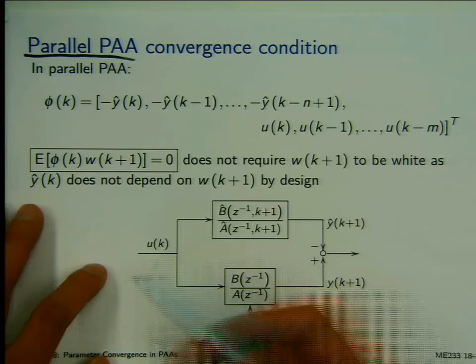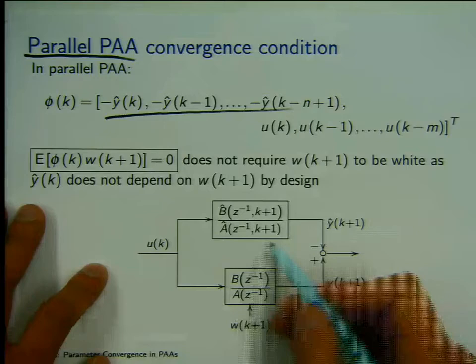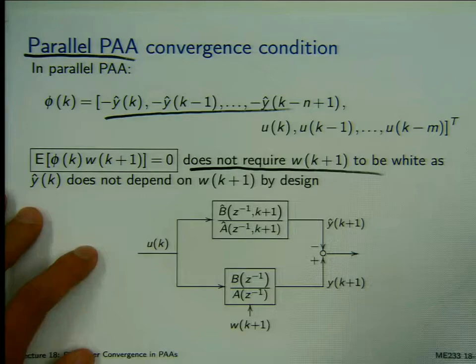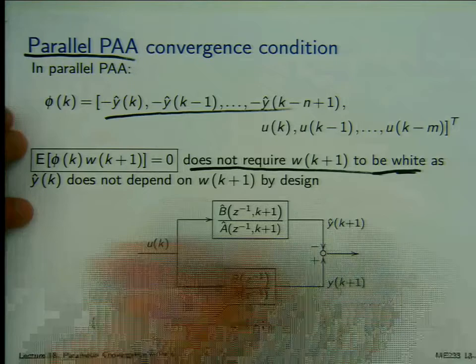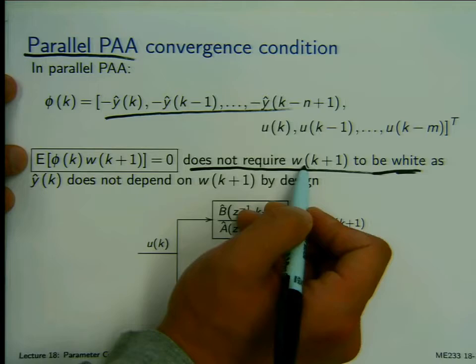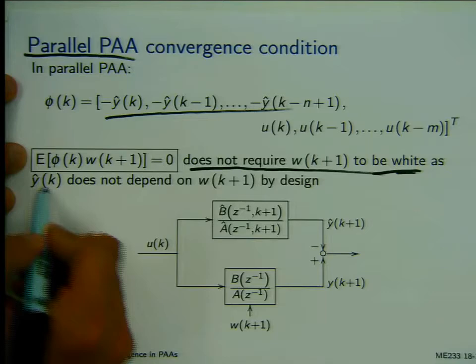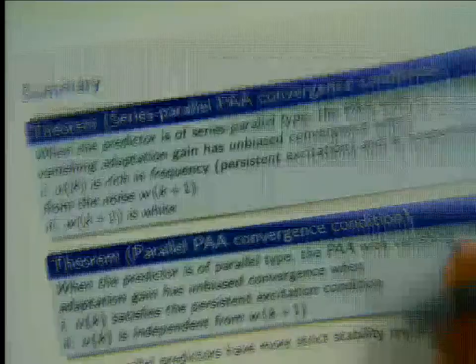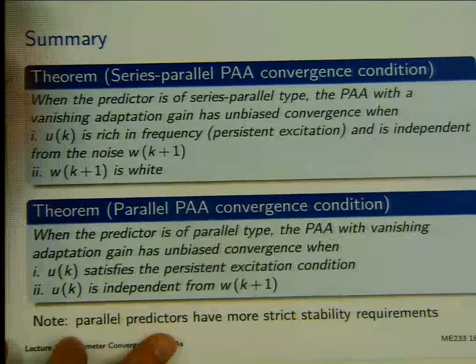As a quick review, parallel parameter adaptation algorithms use y hat, which is coming from here. This is usually independent of w_k from this picture here. So now, if you carry out all the analysis, like what we did several slides ago, then this is the result you're going to get. The expectation of phi times w being zero does not necessarily require w to be white, as long as w is independent of u and y hat. This is the good news, that parallel parameter adaptation algorithms have relaxed requirements for convergence.